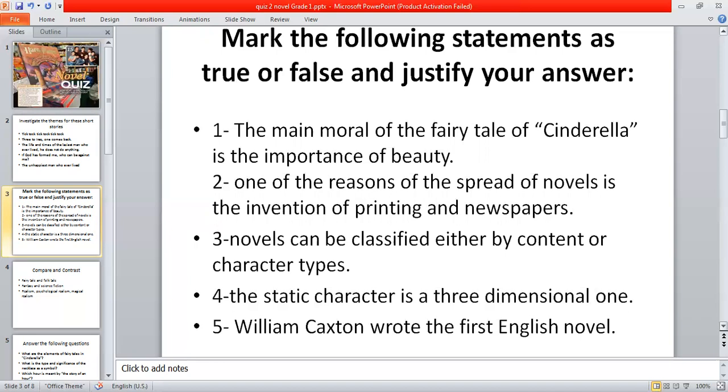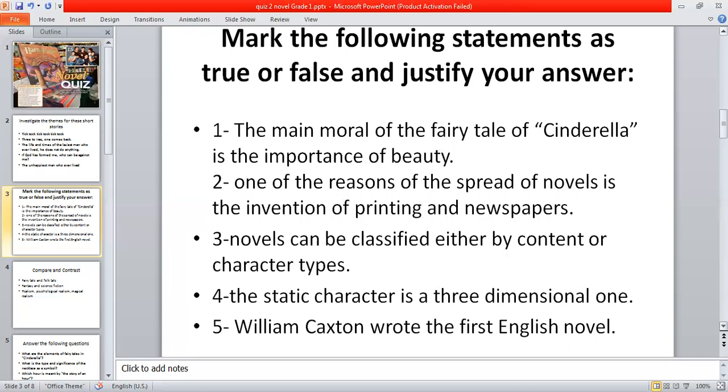Number 3, novels can be classified either by content or character types. بنصنف أنواع القصص طبقا للمحتوى بتاعها أو لأنواع الشخصيات اللي فيها.